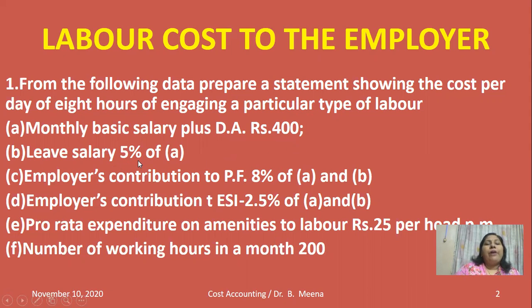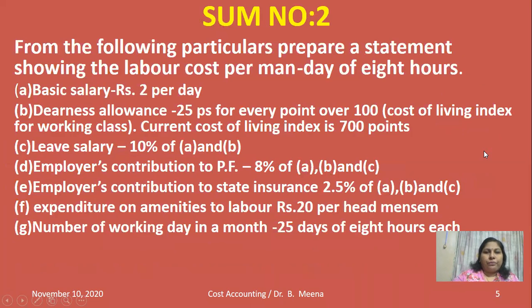Leave salary is 5% applicable on A, and the employee's contribution to PF is 8% on the sum of A and B. Employee's contribution to ESI is 2.5% on the sum of A and B. And amenities expenses is rupees 25 per head per month. So how do we work out this problem?